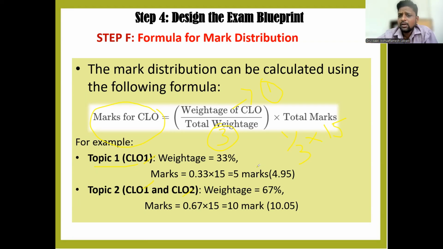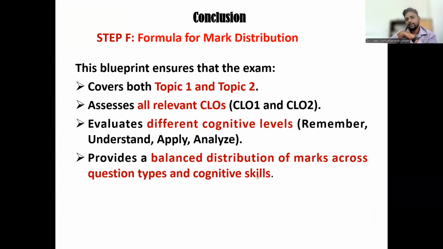Okay, for topic 2, how many CLOs are there? Two CLOs will be there, CLO1 and CLO2, and the total CLOs are 3. So now we arrive at 2 divided by 3 into 15. You will be getting 10.05, round it off, so you will get 10 marks. So 10 plus 5 is 15 marks. Your final examination will have 5 marks for topic 1 and 10 marks for topic 2.